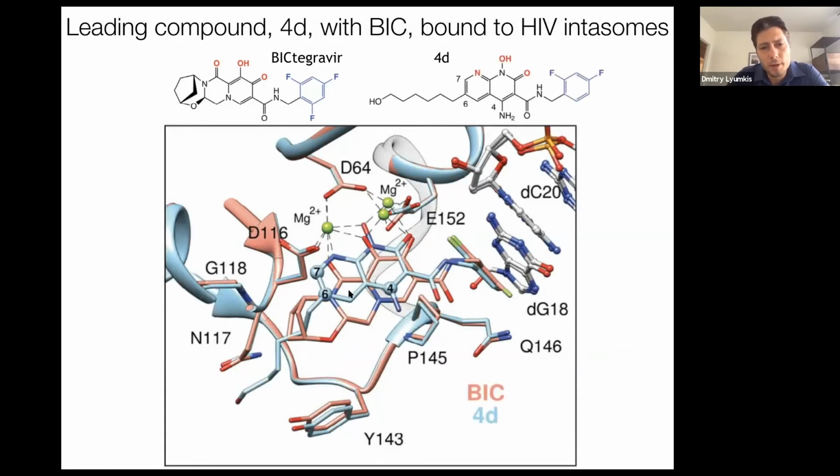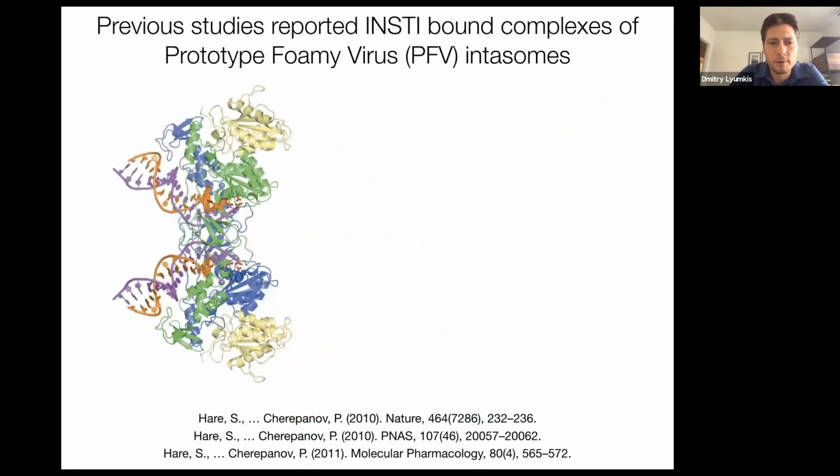The naphthyridine compounds bind closer to the 2 magnesiums, simply because the electronegative atoms are now embedded into the scaffold. So you can see that they're pushed closer to the magnesium ions. You have the same stacking interaction between the halogenated benzyl moiety and the vDNA. And then over here at the 6th position, this is a region of the naphthyridine compounds that we are actively working on and modifying to make better binders, particularly against viral resistant variants.